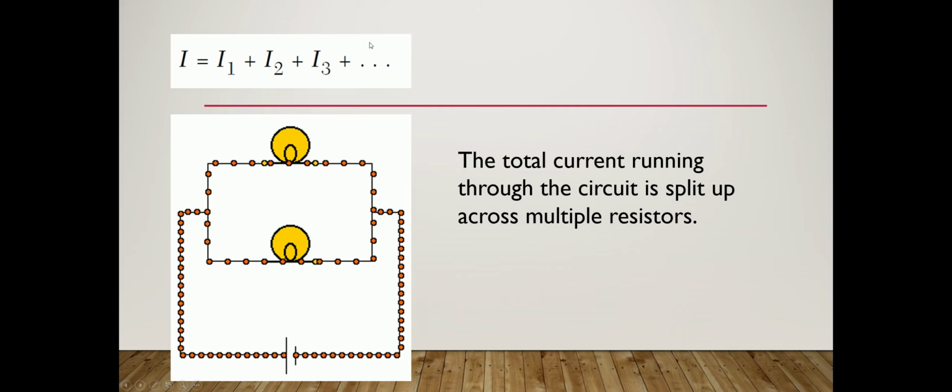So let's go back to this formula. The total current running through this entire circuit is equal to the current running through resistor 1, plus the current running through resistor 2, plus any more currents running through any more resistors. So this denotes current running through resistor 1, and current running through resistor 2. That's what that formula means, and conceptually that's a little bit easier to understand than the current for series circuits.